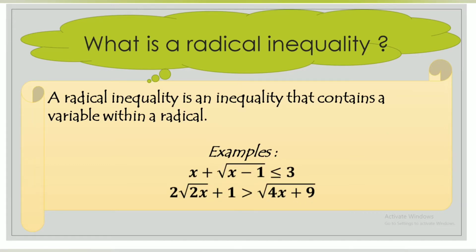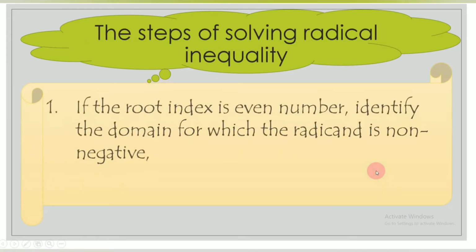So there are two keywords here. An inequality, so it has to contain an inequality symbol like less than, equal to, or greater than. And then in the radicand, you have variables, so the variable is within a radical. So this is a radical inequality. I'll give you two examples. I hope it's clear. So let's go to the next one, the steps.